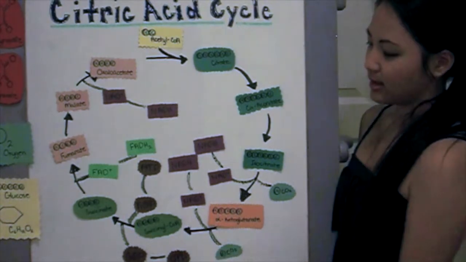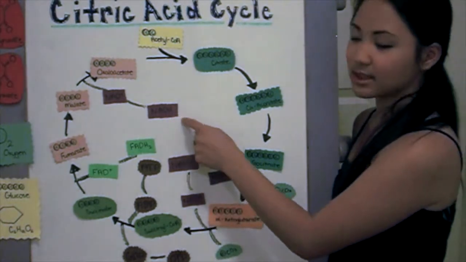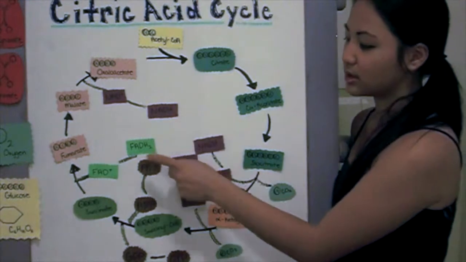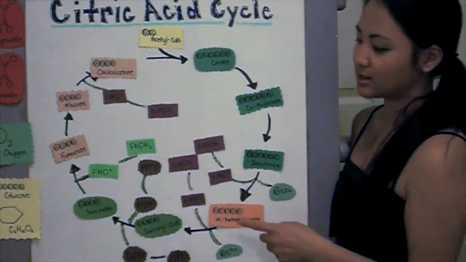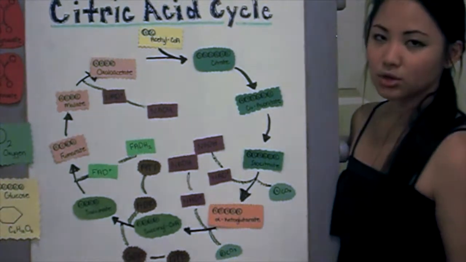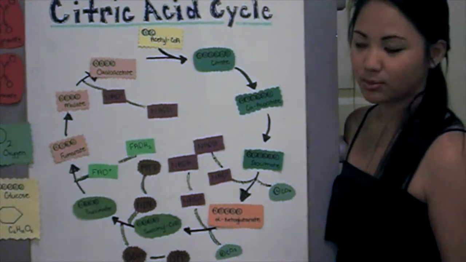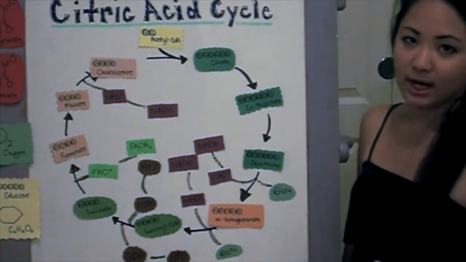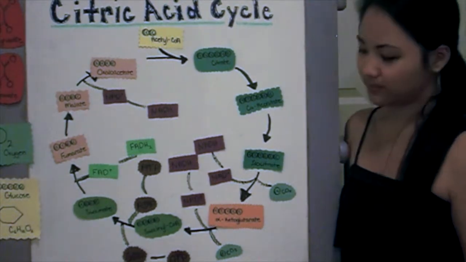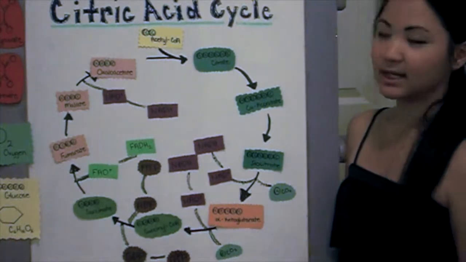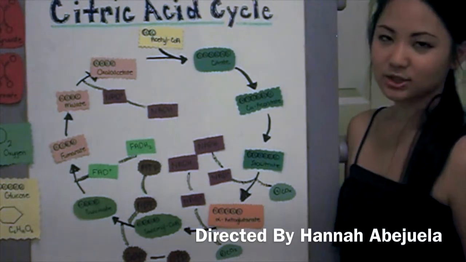And the 6 NADH molecules and the 2 FADH2 molecules produced in the 2 citric acid cycles continue on to the electron transport chain and make more ATP for the body to use as a form of energy. And that is the citric acid cycle.